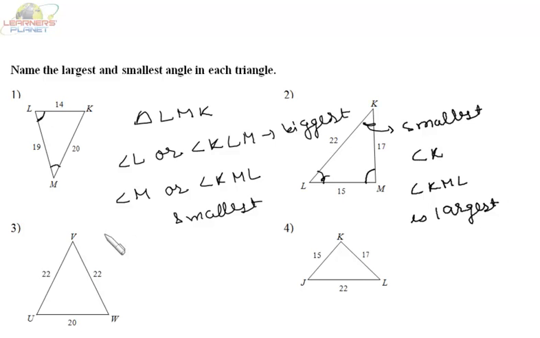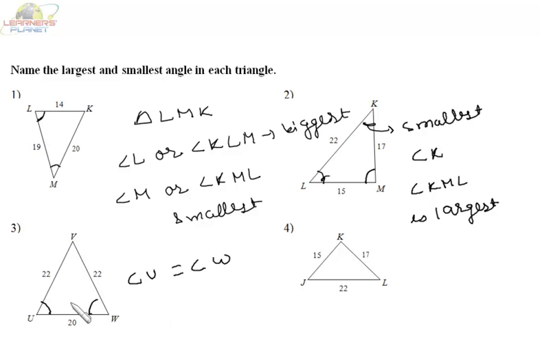The angle opposite to the largest side will be largest, and the angle opposite to smallest side will be smallest. In this case, both the sides are equal, 22 and 22. So both the angles will be equal, and this is called a isosceles triangle. Okay, so these two angles are equal and they will be larger than the third angle. So angle U is equal to angle W, and both of them are greater than the angle V.